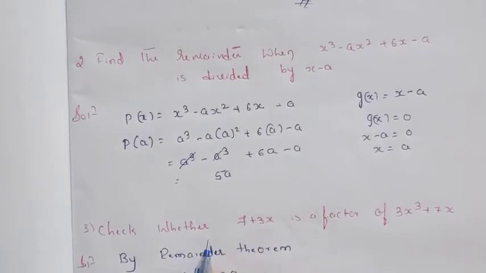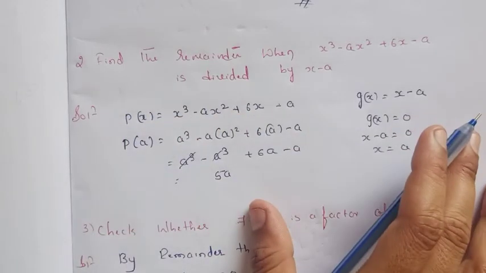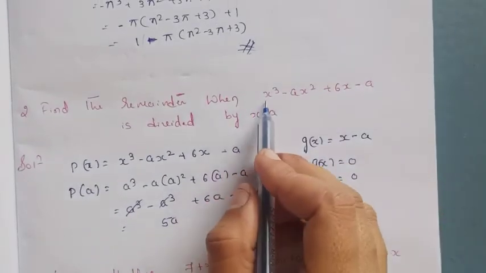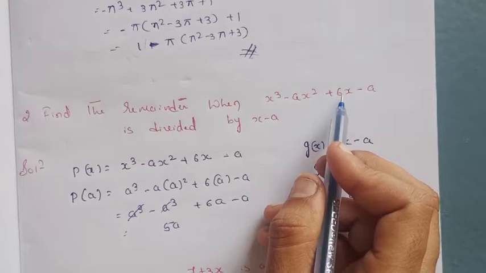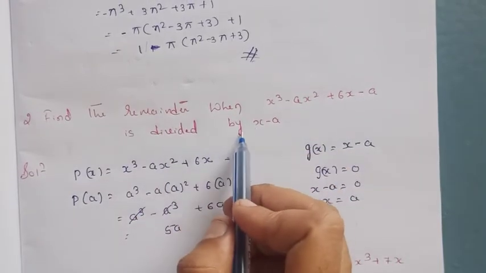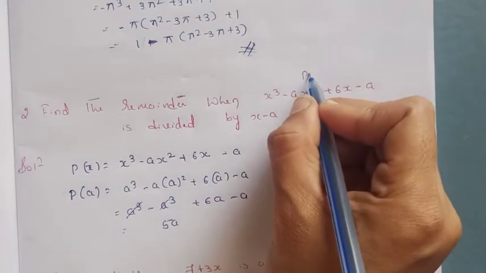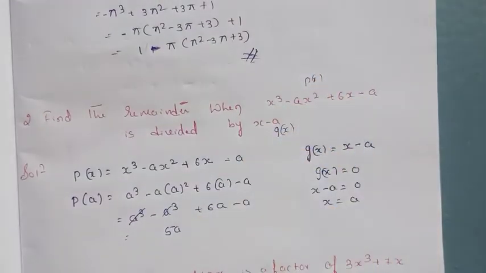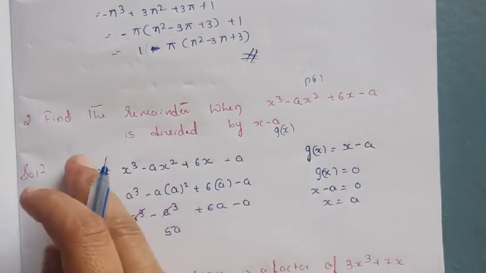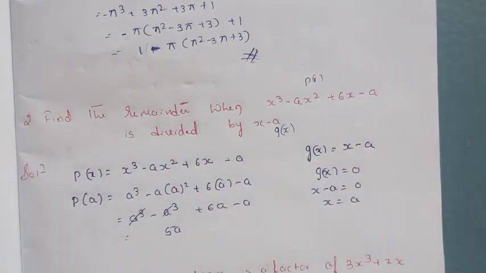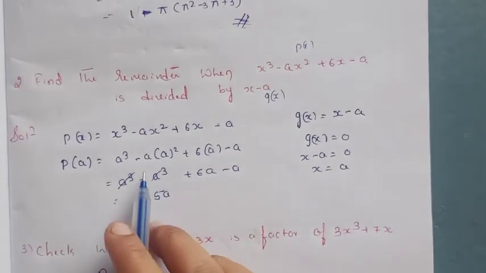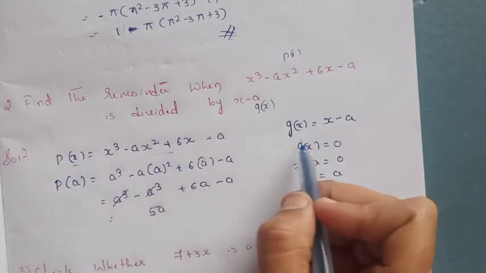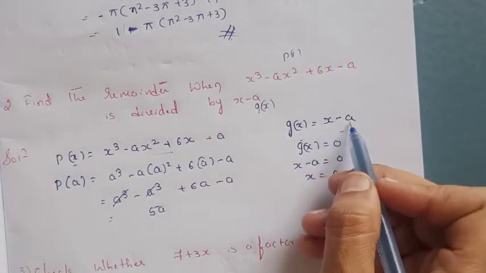Next, move to the next question. Find the remainder when x cube minus a square plus 6x minus a is divided by x minus a. This is p of x and x minus a is g of x, and divide both. I have done it in the substitution method, and try yourself by the long division method and see whether the remainder is the same or not. What will be the remainder? This is p of x and g of x.